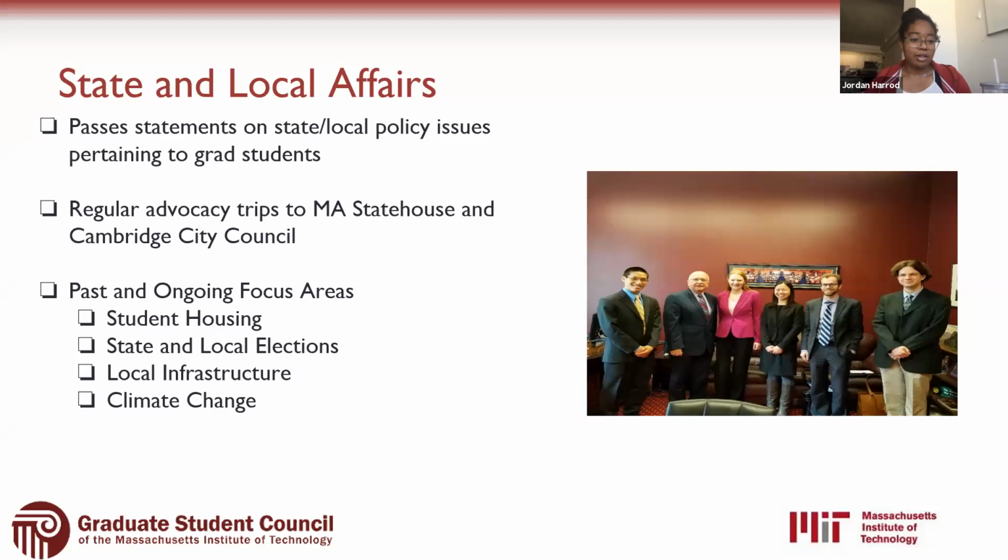And so past and ongoing focus areas for that include things like student housing, and state and local elections. Often this pertains a little more internally to getting students to vote in state and local elections, because a lot of students don't necessarily realize how much impact they have in those elections. Also local infrastructure, so getting things like protected bike lanes, and then climate issues.